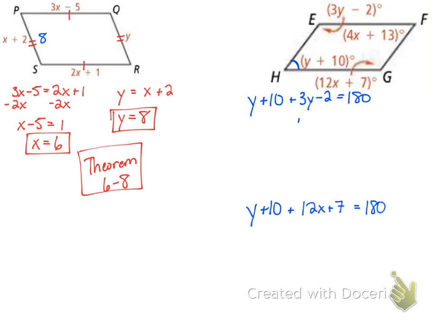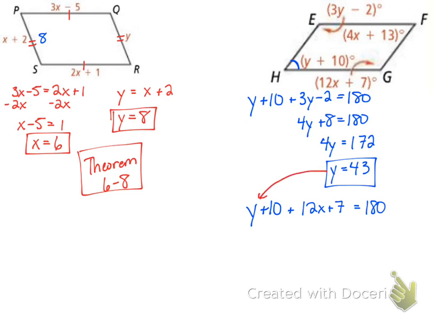So again, combine my like terms, I get 4y plus 8 is equal to 180. So 4y is equal to 172. Do 172 divided by 4, and I get 43. I get y is equal to 43. And then again, I have to do consecutive angles supplementary. So with the other one, I could take that 43 and plug it in for y. So I'll get 43 plus 10 plus 12x plus 7 is equal to 180.